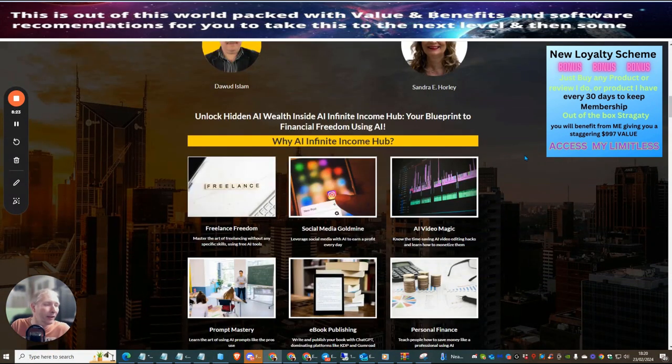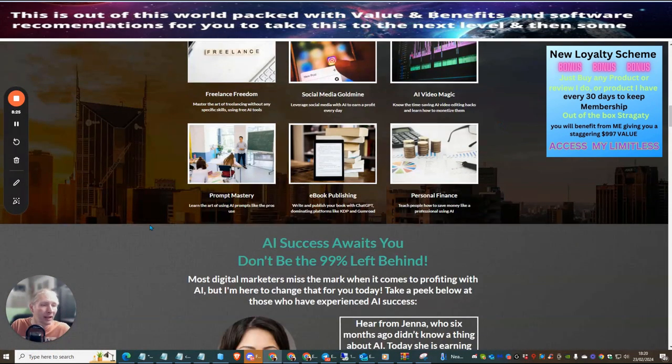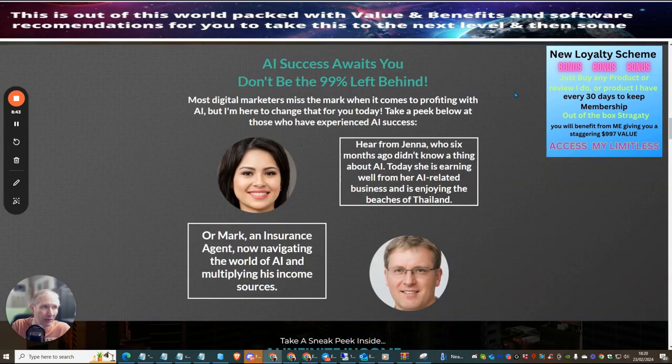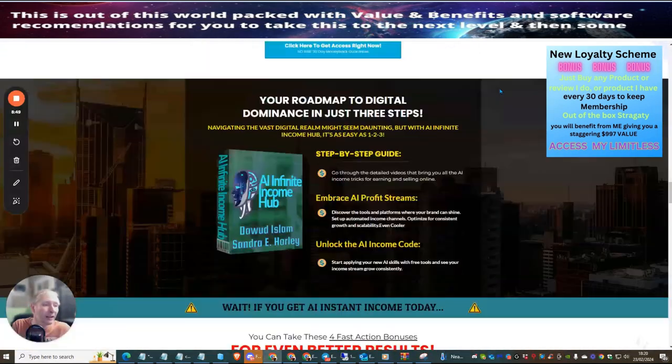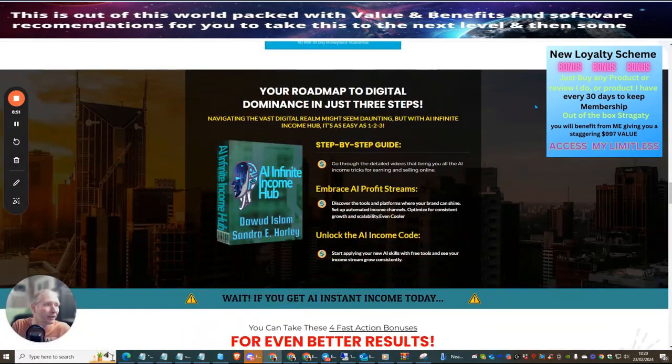Why AI Infinite Hub? Well, basically, prompt mastery: learn the art of using AI prompts like the pros use. E-book publishing: write and publish your book with ChatGPT, dominating platforms like KDP and Gumroad. Personal finance: teach people how to save money like a professional using AI. This is really cool. Or AI success awaits, don't be the 99% that is left behind. So that's really what I wanted to say here.